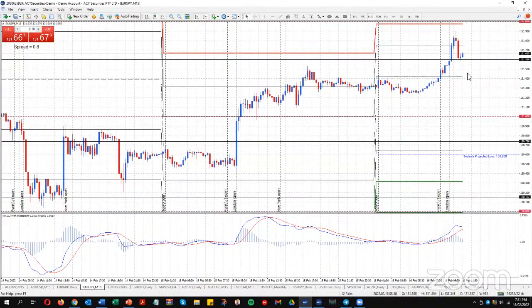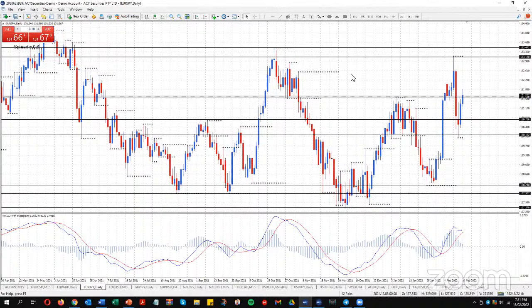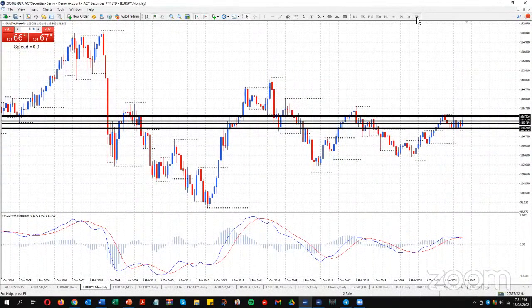All right, Euro Yen. Day chart. I've got lots of lines on here, but the levels I'm focusing on: last week, we moved up to this level here, which is 133.12. So that's a level of monthly resistance, which if I go to my monthly chart, you won't be able to see it.